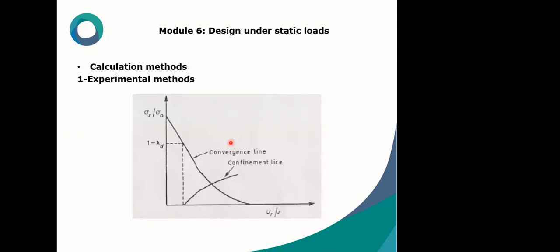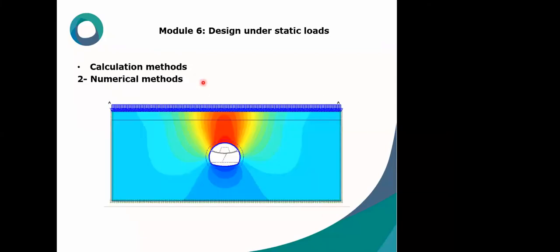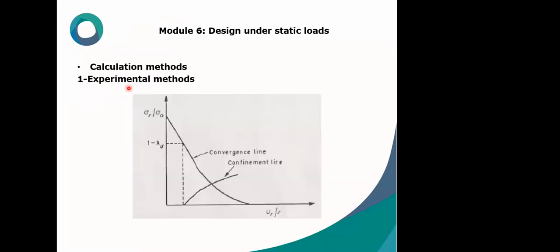Module 6, design under static loads. The calculation method can be divided into two groups: experimental method and numerical method. Experimental method can be called simple method or closed form method also.